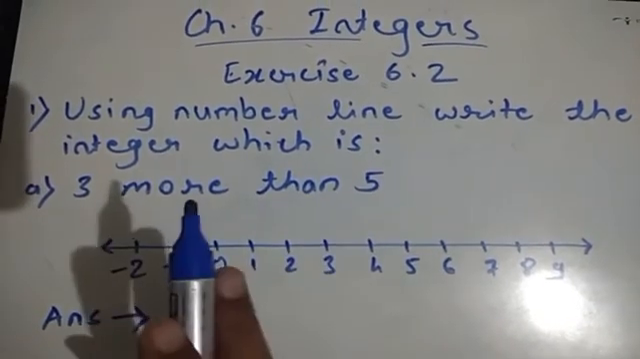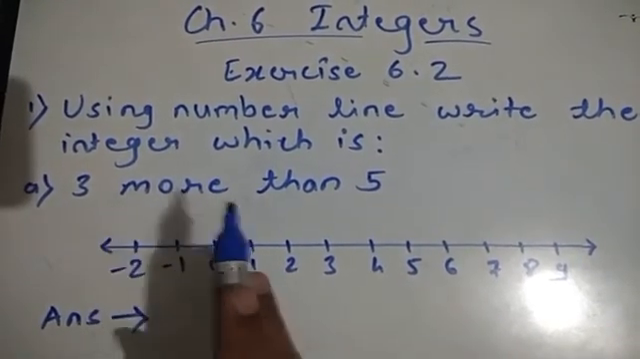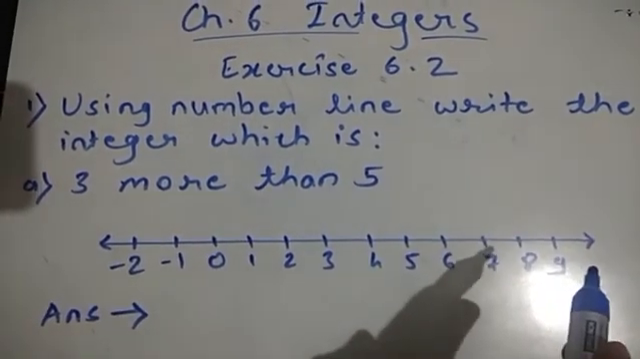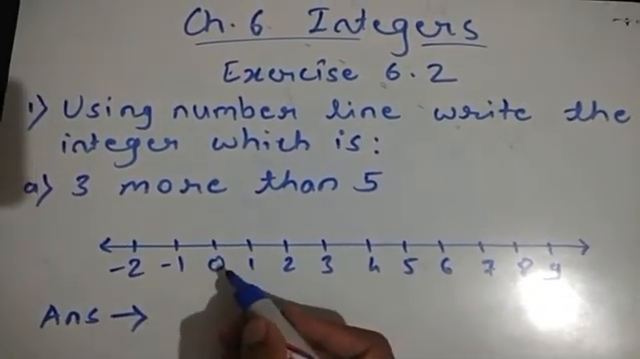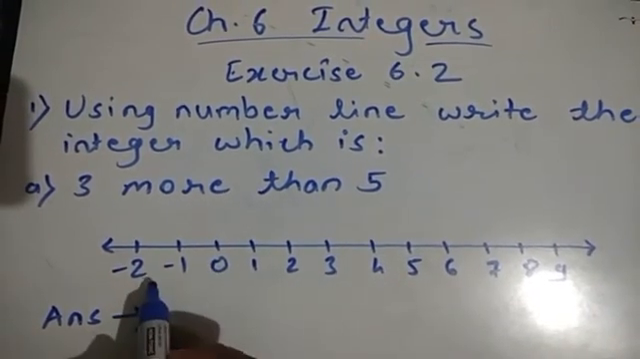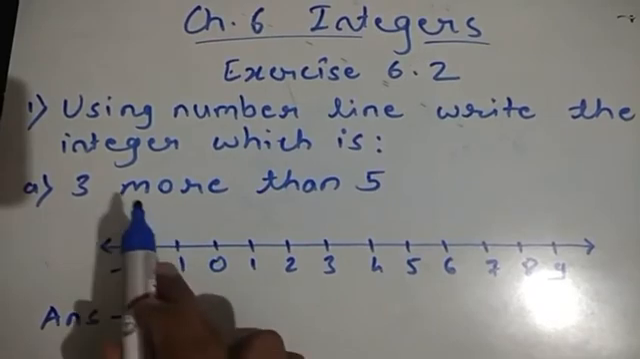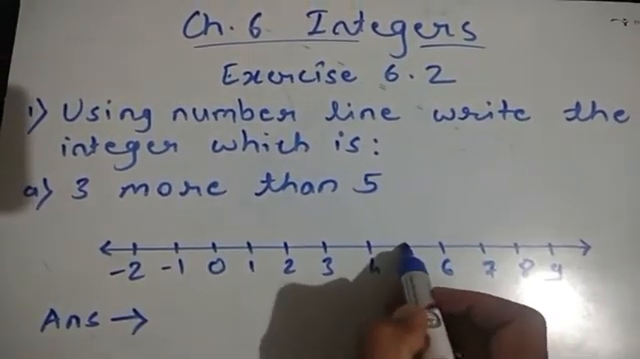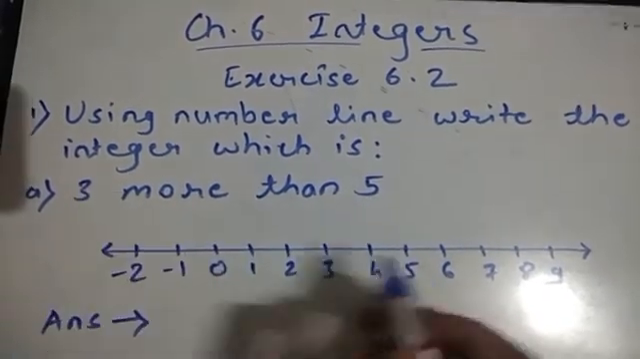Students, see here, we need to find out 3 more than 5. It means first we have to draw one number line, then write integers towards the right-hand side of the 0, all the positive integers, and towards the left-hand side, negative integers. Now we need to find out 3 more than 5. So start from 5. And what they said, 3 more means in 5 we have to add 3 more.